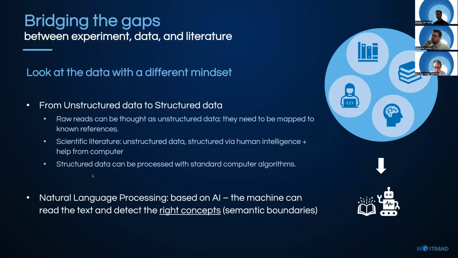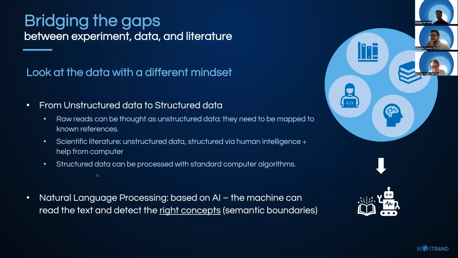So the first challenge is indeed how we can turn unstructured information into structured information. At the sequence level, for instance, all the raw reads are fully unstructured information, just a combination of letters. And there the challenge is how can we map that to, for instance, known references like the human genome reference and look for certain variants.